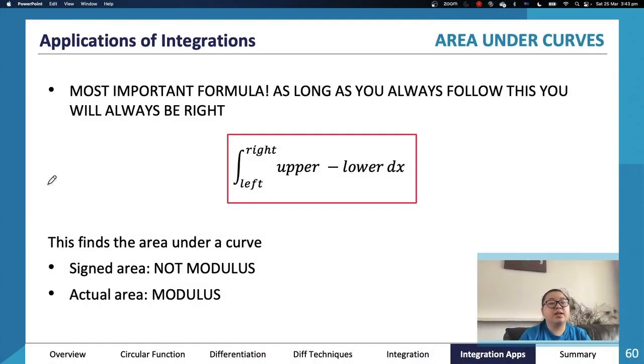In terms of areas under curves, what you want to do is it's always going to be the upper versus the lower. In terms of the signed area, it's not the modulus, so it will be whatever this area is minus this area, and the actual area is going to be when we put a modulus out the front here.